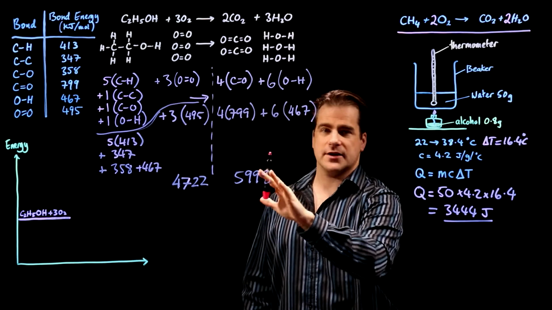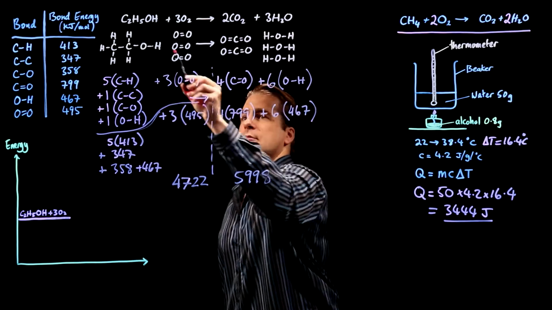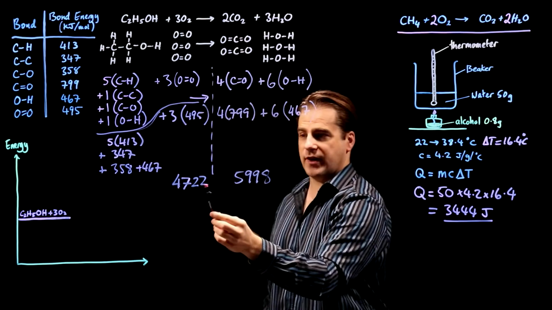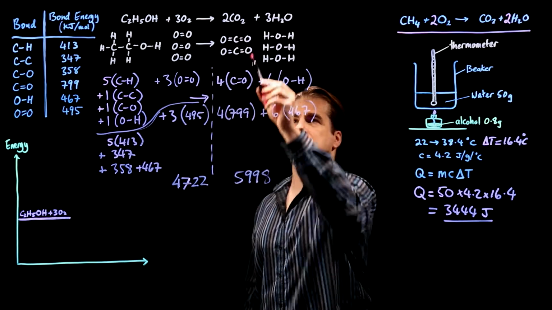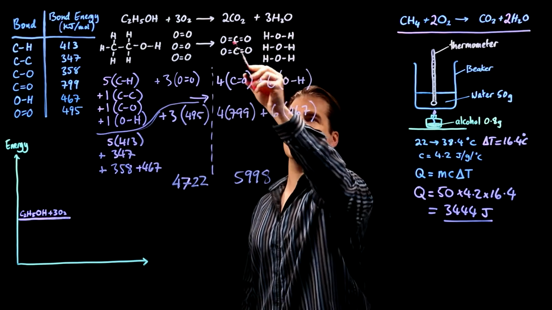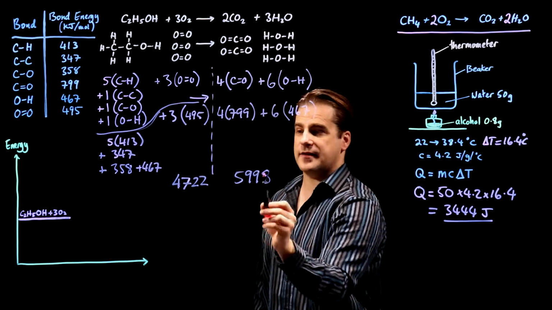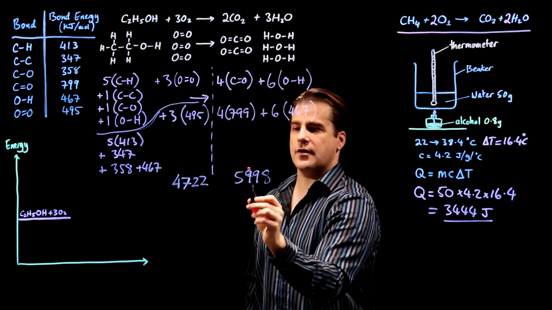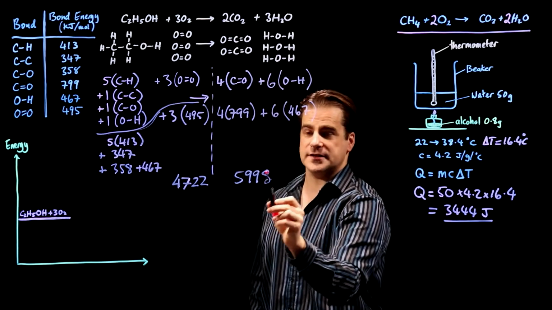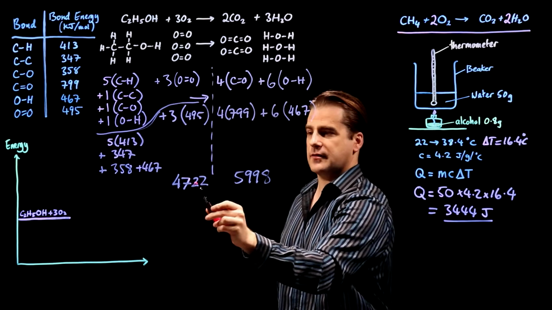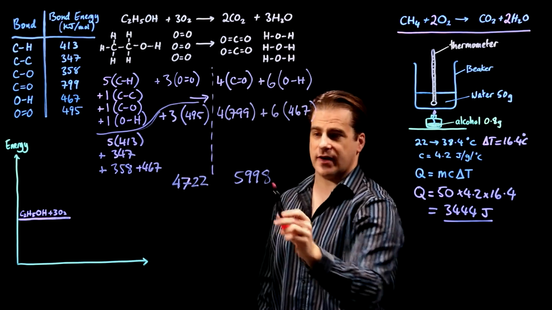So when this reaction happens, all these bonds are broken, so you have to put in that amount of energy, and when the products form, all these bonds are made, and that releases this amount of energy, and they're different. So when the bonds reform, more energy is released than is taken in breaking them, and therefore it's an exothermic reaction.